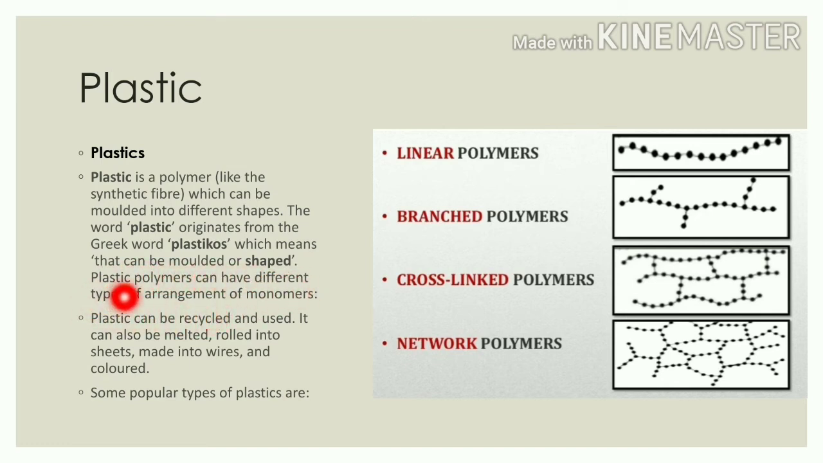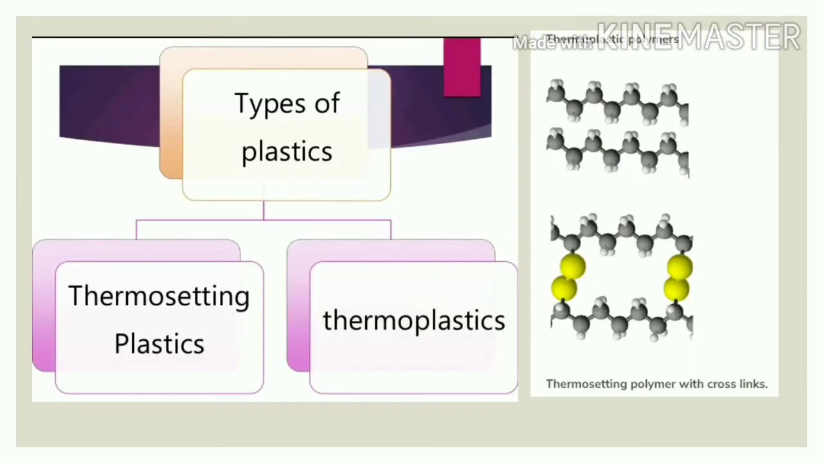Alright, plastic polymers can have different types of arrangements of monomers. Plastic can be recycled and used. It also can be melted, rolled into sheets, made into wires and colored. So some popular types of plastics are thermosetting plastic and thermoplastic.